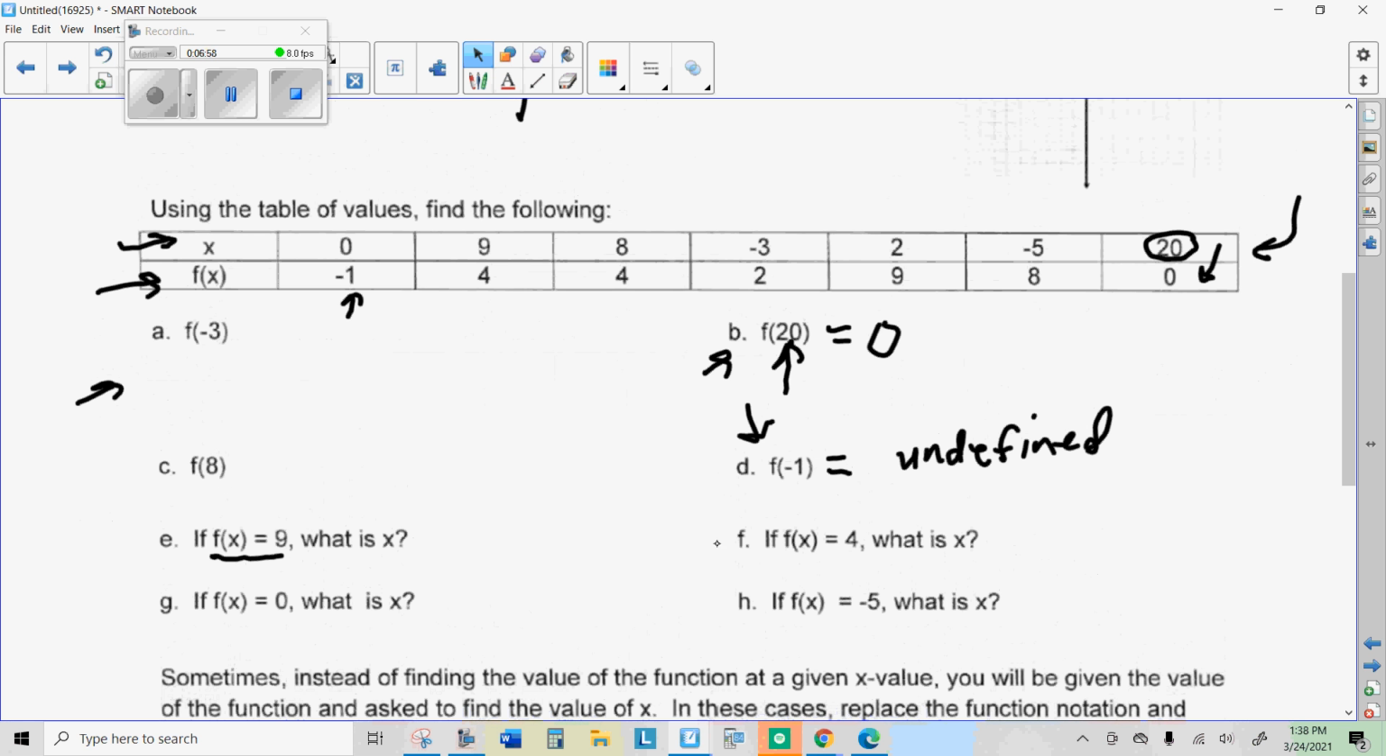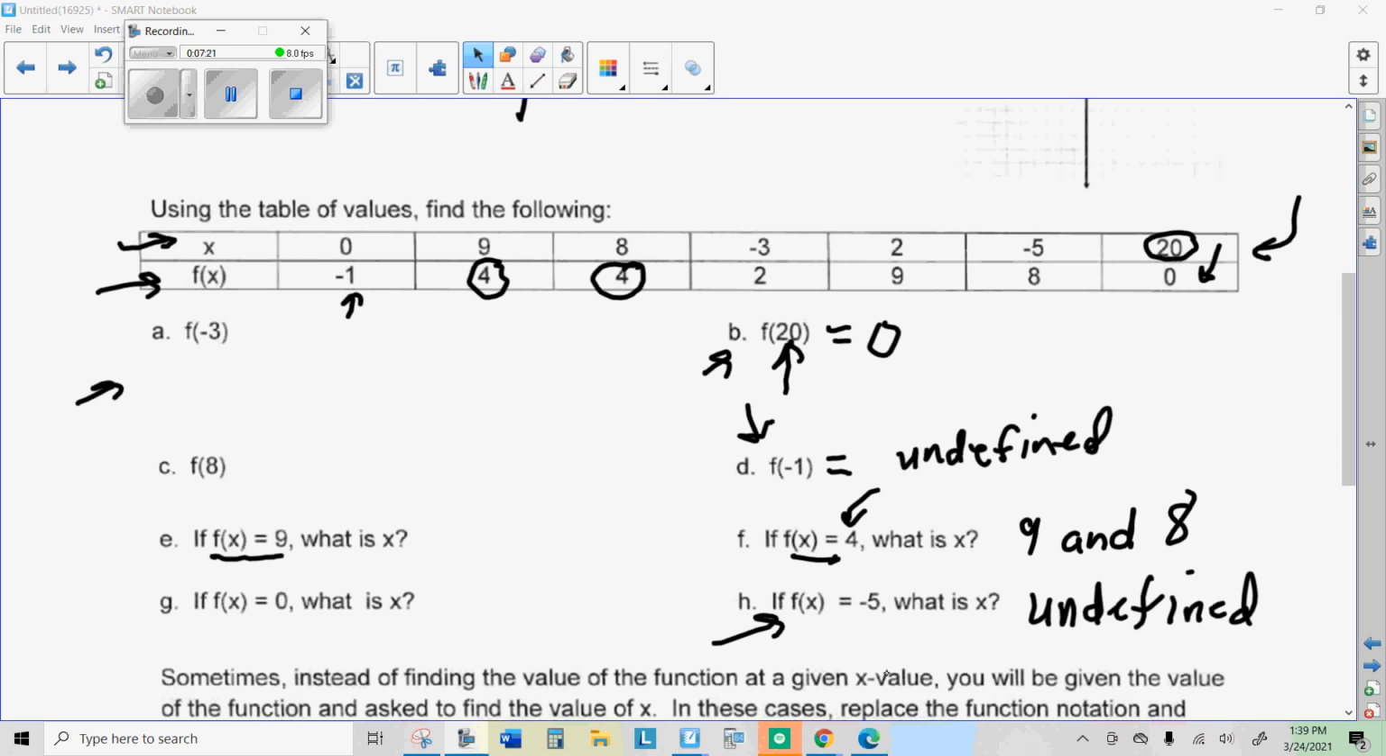So for these problems, we want to find this value in the output row, which is right here. Now this one has kind of an issue. There's 2 of those 4s, which means x is 2 different values. It's 9 and 8. Go ahead, you try this one. That one's undefined again. We do not have an output of -5, so we can't solve that.